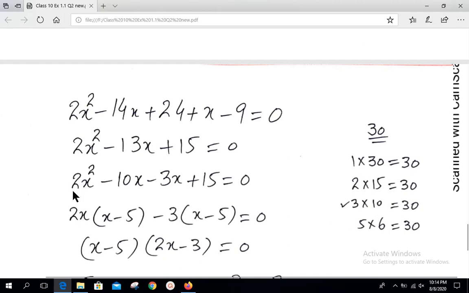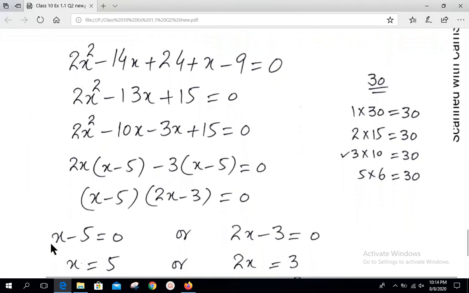So writing this pair, 2x square minus 10x minus 3x plus 15 is equal to 0. Taking common from the first two, we are left with 2x into x minus 5. Minus 3 is common over here. As told you already, if minus is common, this sign will change. 3 into 5, 15. So inside the bracket is x minus 5. Moreover, the value inside both brackets must be the same. That will tell you that you are moving correctly.